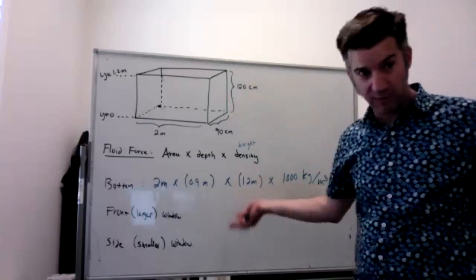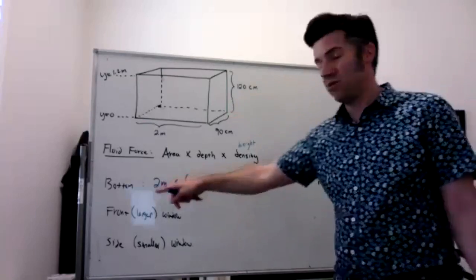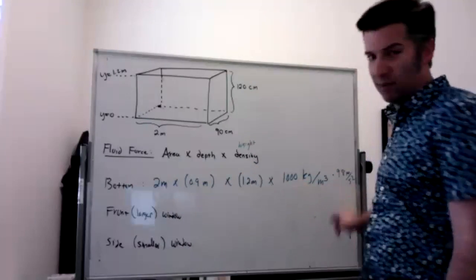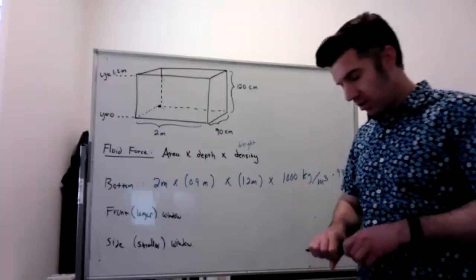And I don't think we need to multiply this out. I'm sure everyone can multiply on a calculator, 2 times 0.9 times 1.2 times 1,000 times 9.8. No big deal. James? Yeah.